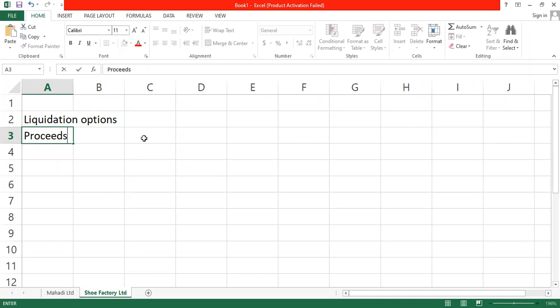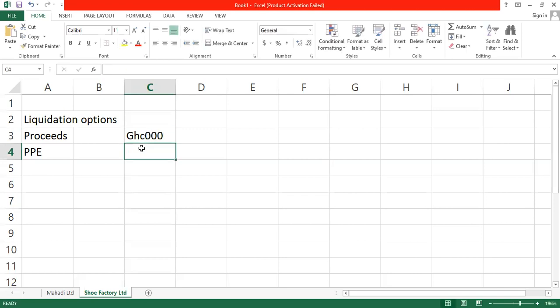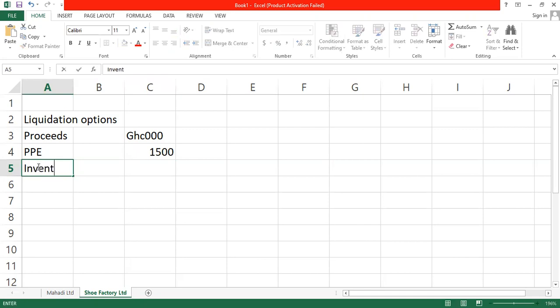The first asset, PPE, is how much? 1.5 million. So we put three zeros at the top, and that would be 1,500. The next one is inventories. Inventory is 400.